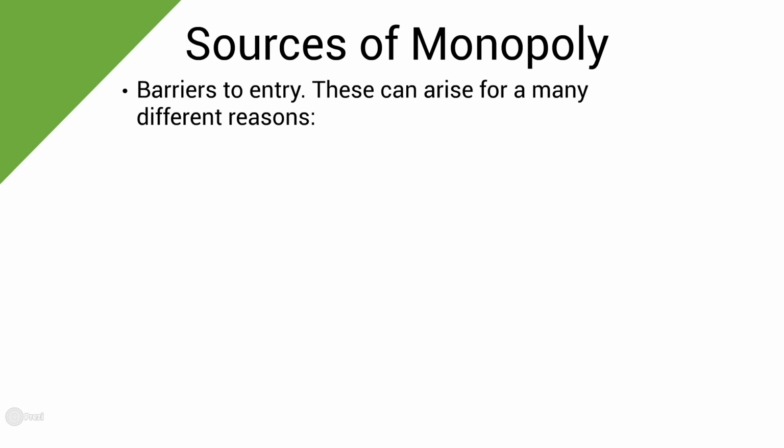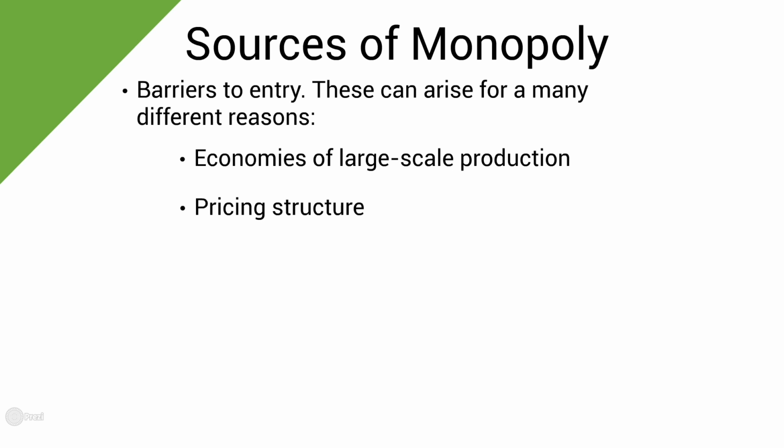One reason why a monopoly could occur is because of barriers to entry. This can arise for many different reasons. One reason could be because of economies of large-scale production, whereby a firm has to be a certain size in order to be able to compete with other firms. Another barrier of entry for other firms comes through the pricing structure of the monopoly.